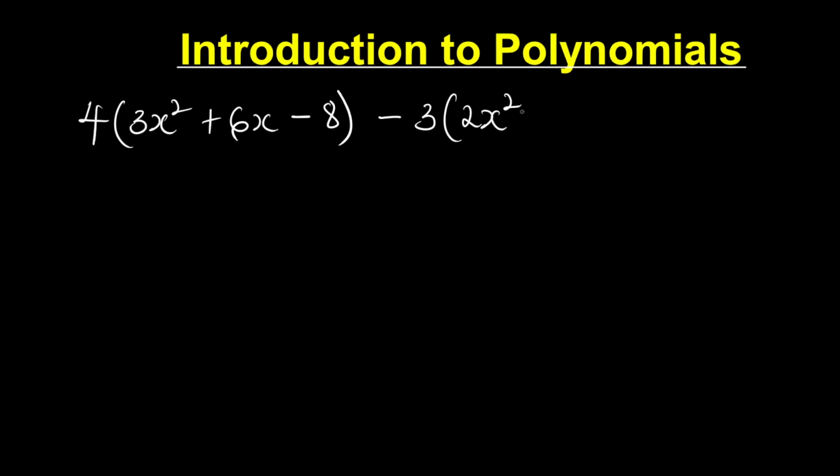Let's go ahead and simplify this. We have 4 into 3x squared plus 6x minus 8 minus 3 into 2x squared minus 5x plus 7. It is very important that you note this. The first thing we are going to do is to distribute 4 to all the terms in the first bracket and negative 3 to all the terms in the second bracket.